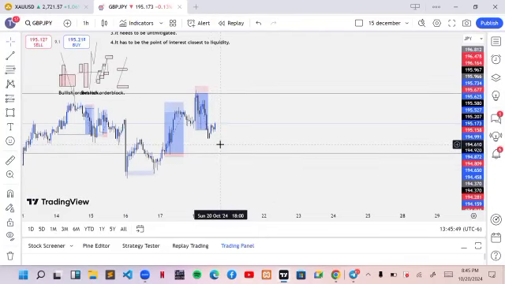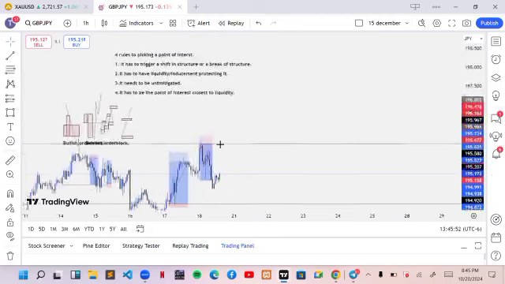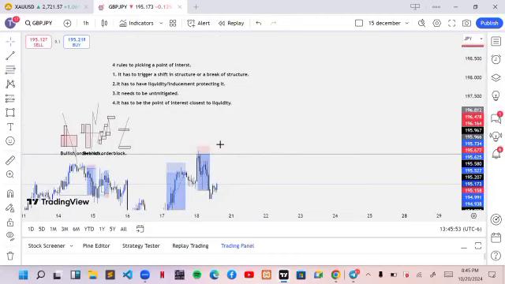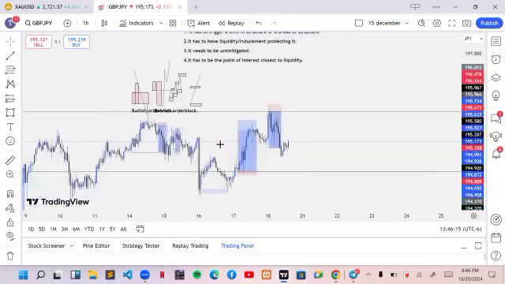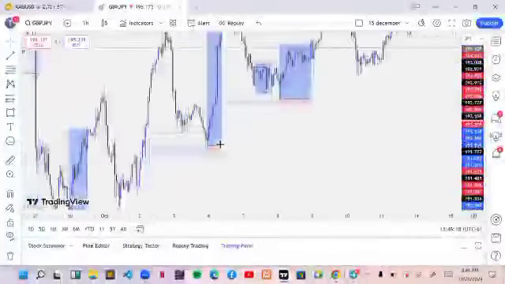So for knowing when to pick between an order block and a breaker block, you need to pay attention to all these four criteria. That's to have a shift in market structure. That's to have liquidity protecting it. It needs to be unmitigated. It now has to be the point of interest closest to liquidity. Meaning that you can only use the order block if your breaker block was mitigated. If your breaker block was unmitigated, you have to pick your entry from the breaker block because it will be the closest one to liquidity. So that's just it.